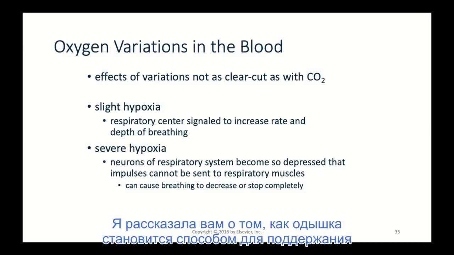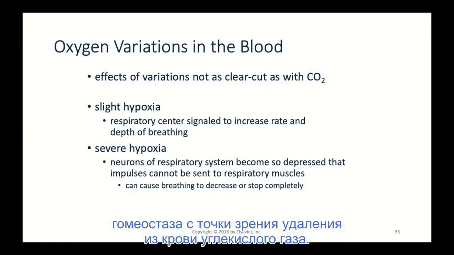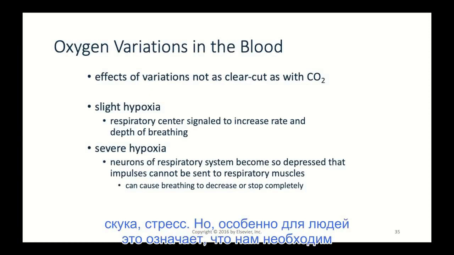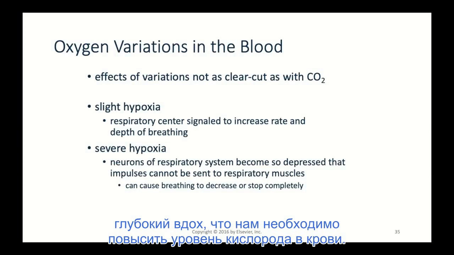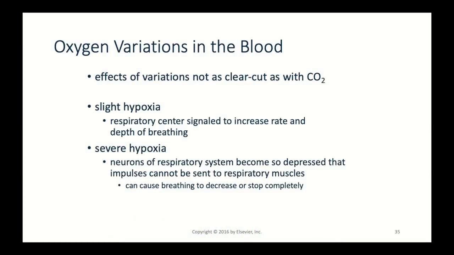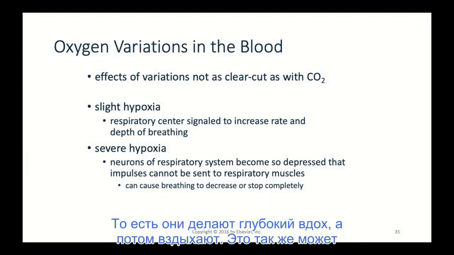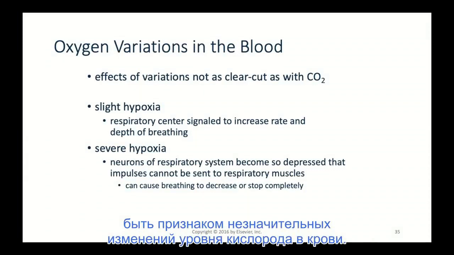Other things we want to watch out for too. I talked about panting as a way to maintain homeostasis in regard to getting rid of some of the carbon dioxide. Also, if we see an animal yawning, we know that yawning can be boredom, it can be stress, but typically yawning is an indication that we need to take a big breath, that we need to increase the amount of oxygen in our blood. Sometimes we can see that too, to a lesser extent, with dogs who sigh a lot. So they take in that big breath and then just sigh. That's also an indication that we have a minor change in oxygen levels.